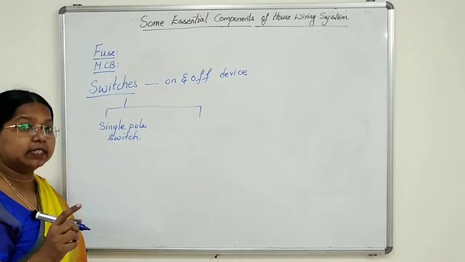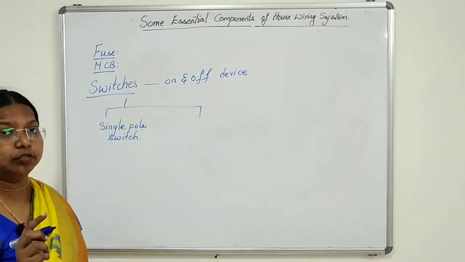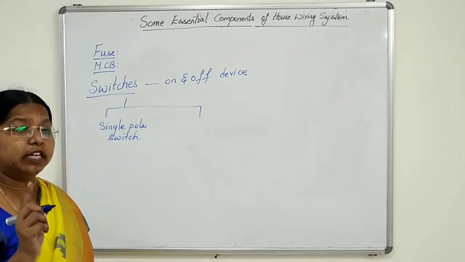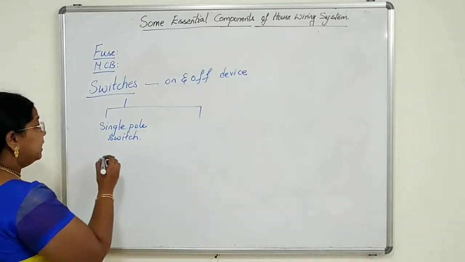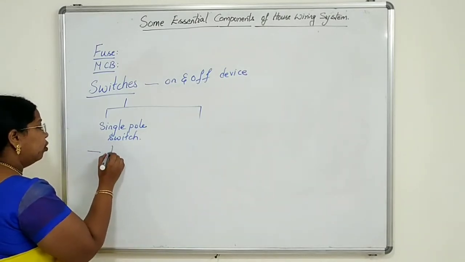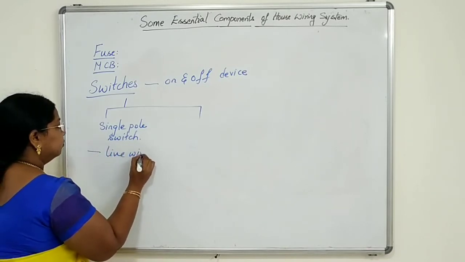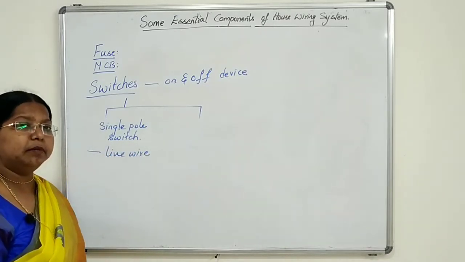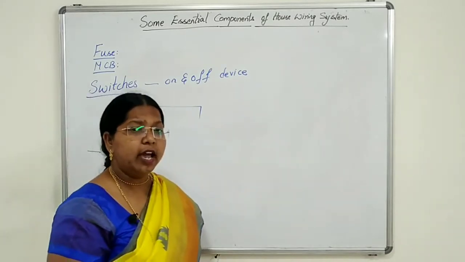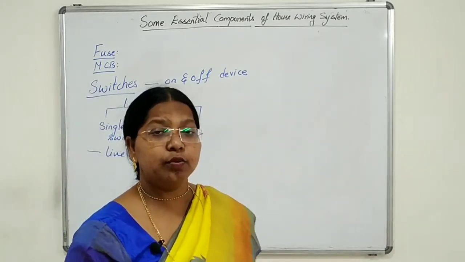Will disconnect the live connection. This single pole switch, when it is switched off, will disconnect or connect only the live wire. The live connection will be connected when it is on and disconnected when it is switched off.